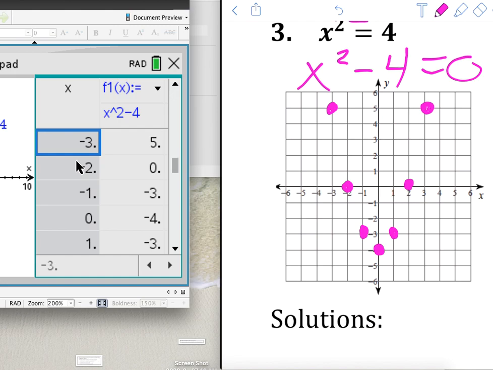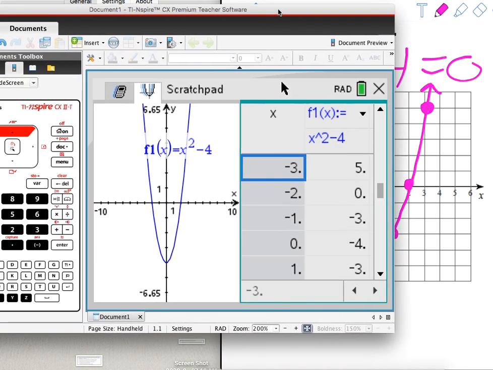Okay? When you connect them, make sure that your graph is a curve. It touches every point, and we do need arrows up at the top. That shows me that if I had a bigger graph, I could keep going. Okay? All right. I'm going to go ahead and put the calculator back in the screen for now.